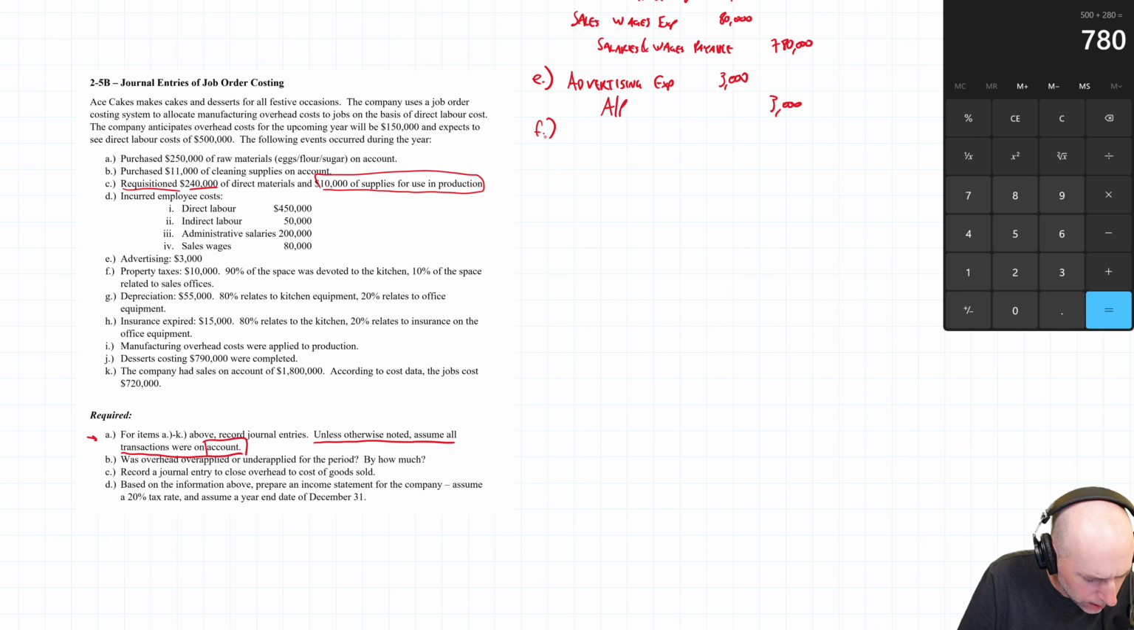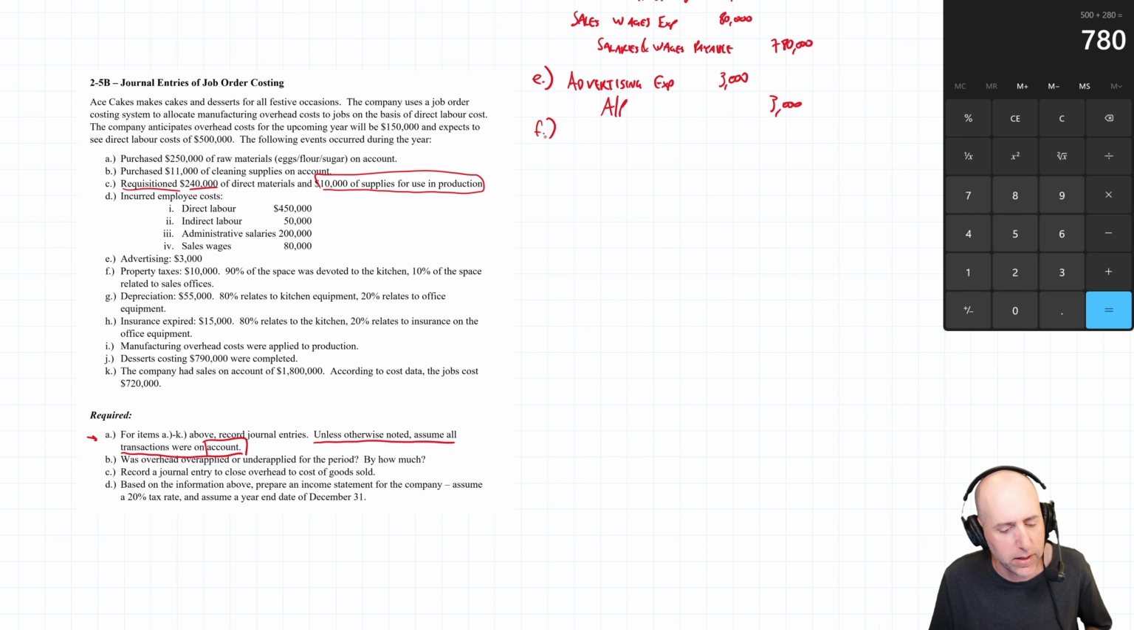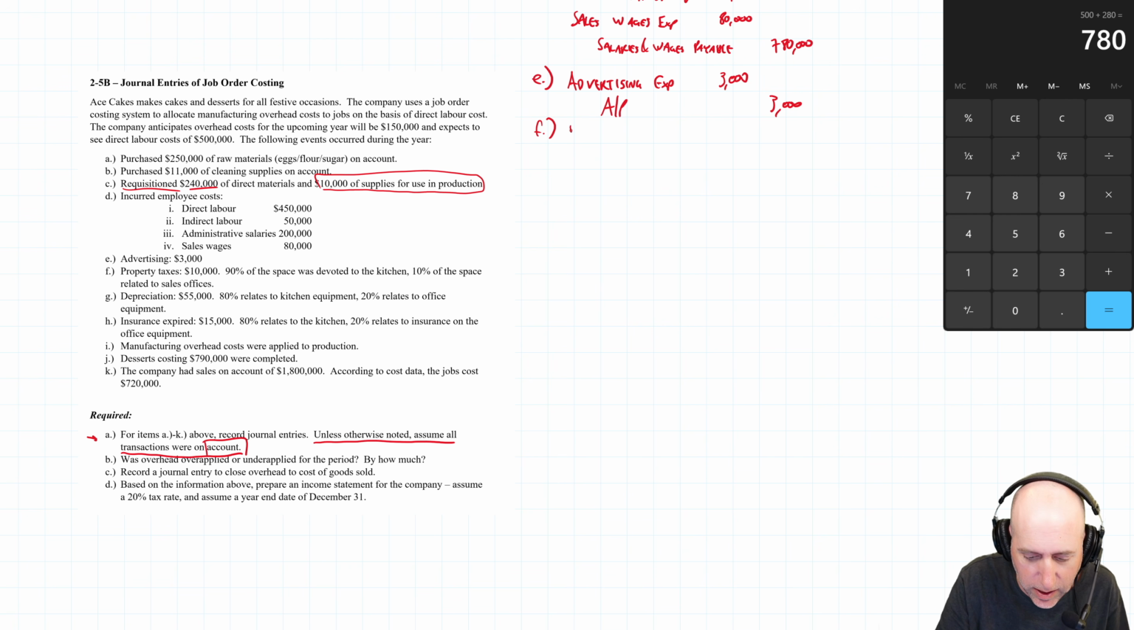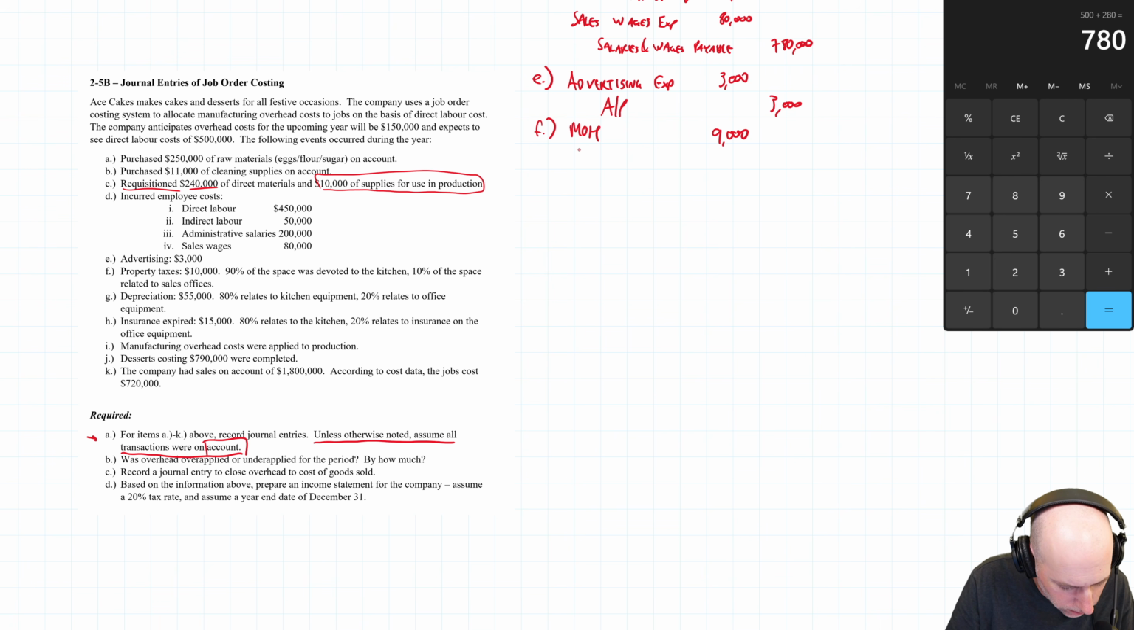On to F. Property taxes. Okay, property taxes, $10,000. 90% of the space is kitchen space, so 90% of our property tax applies to the kitchen. That's $9,000 in kitchen cost. Is it material? No. Is it labor? No. It's got to be overhead. Then it's indirect kitchen cost. $9,000.